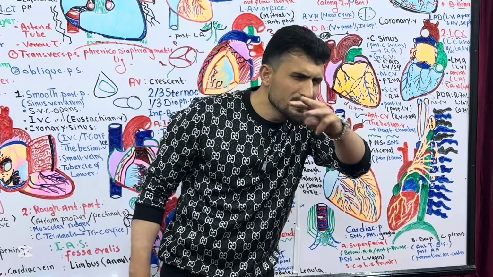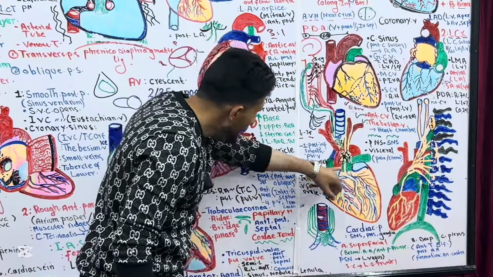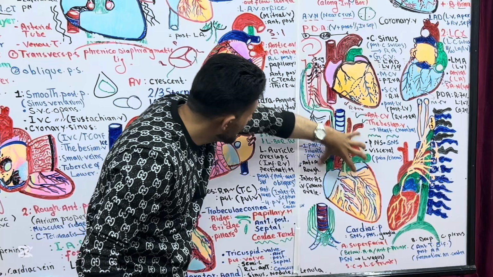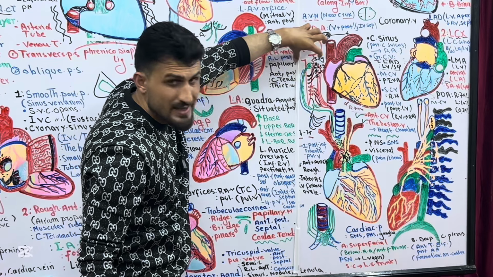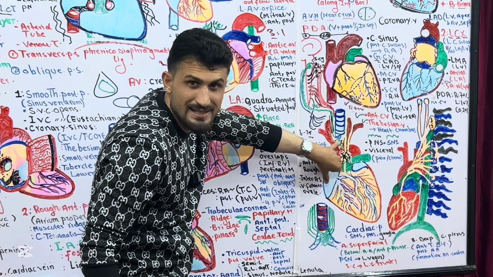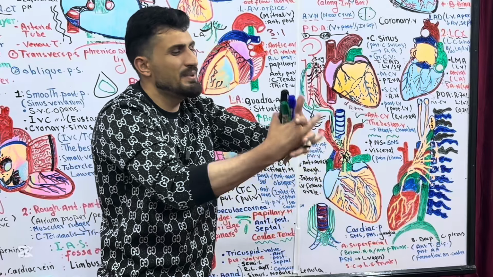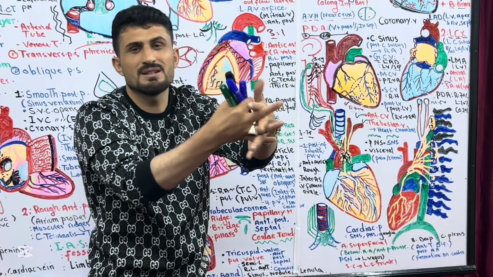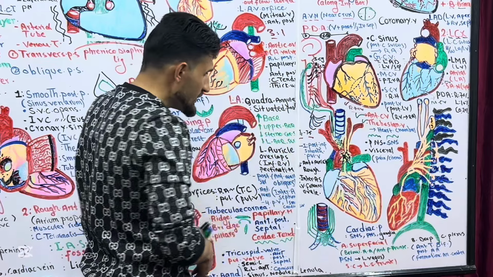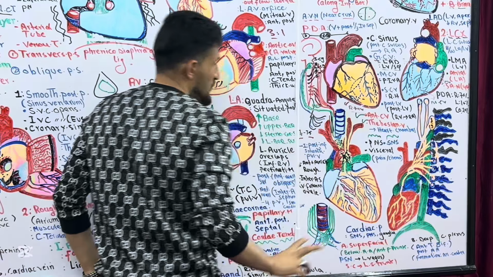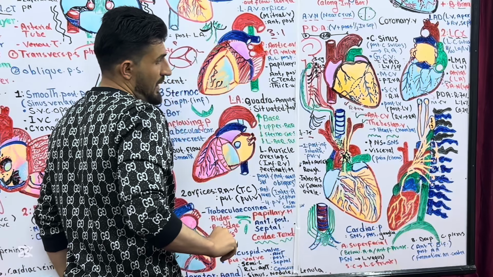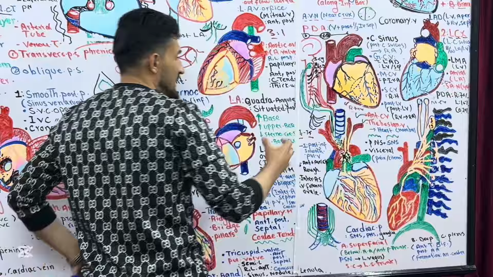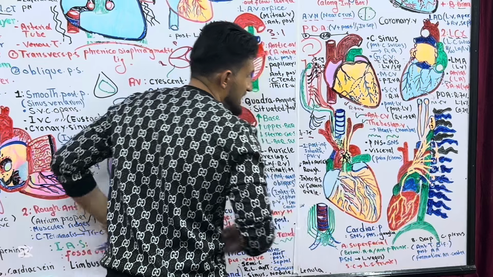And the third composition of the cardiac plexus is visceral fibers. These fibers carry sensation from the heart to the central nervous system, and they also make a plexus here. A plexus is simply a network of different nerves. Now, visceral fibers: we have two types of visceral fibers. Some of them carry pain sensation.